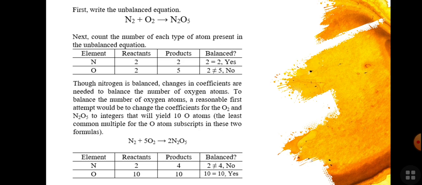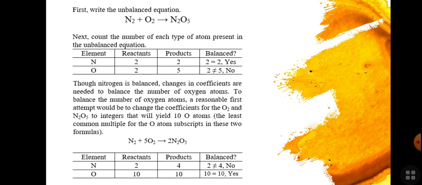So, O2, para maging 10 yung O2, we put 5 in front of O2, then we put 2 naman dun sa N2O5 para maging 10 din sa oxygen. So, in this situation, na-equal na natin si oxygen. Ang problema lang ay mas madami na ngayon yung nitrogen sa product side as compared to the reactant side.